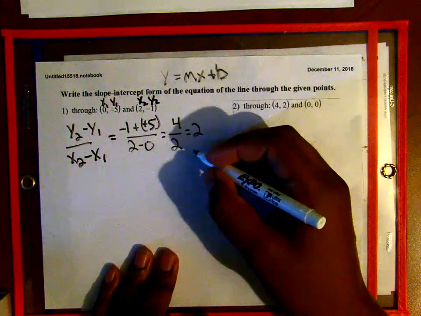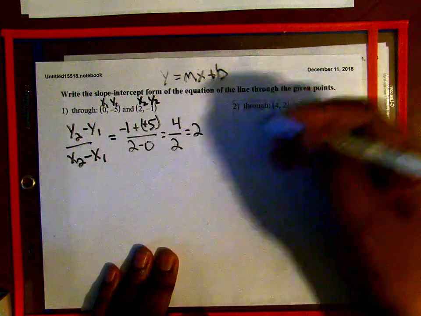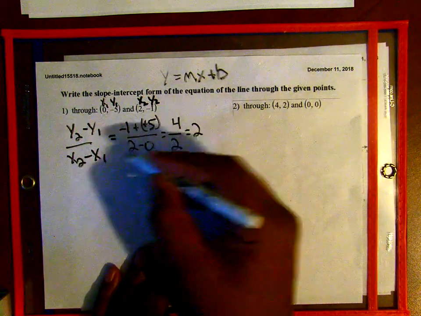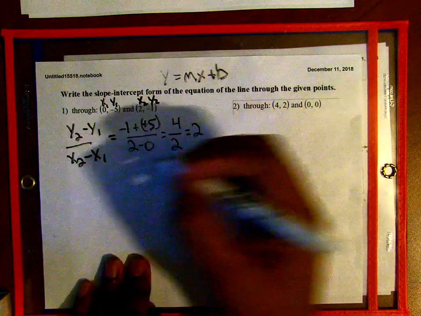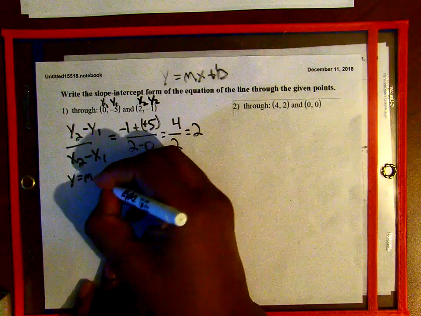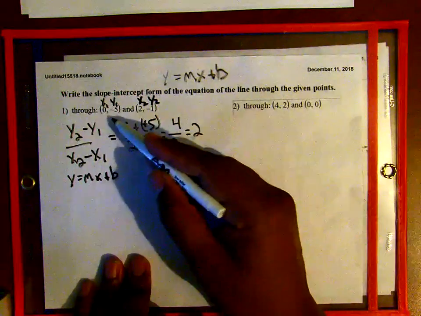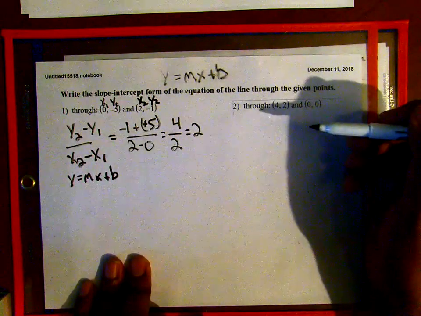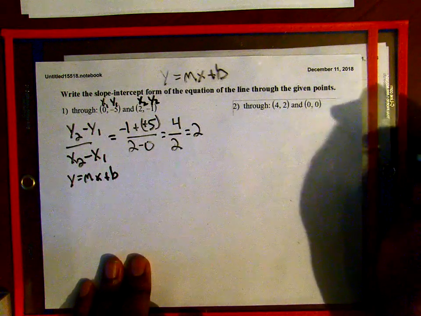Now we have the slope, and what we need now is the y-intercept. To get the y-intercept, we're going to pick one of these points and plug it into y = mx + b. The best point to pick is one with a 0 in it, because it makes things easier to work. But I'm going to go ahead and pick this (2, -1) and plug that in.